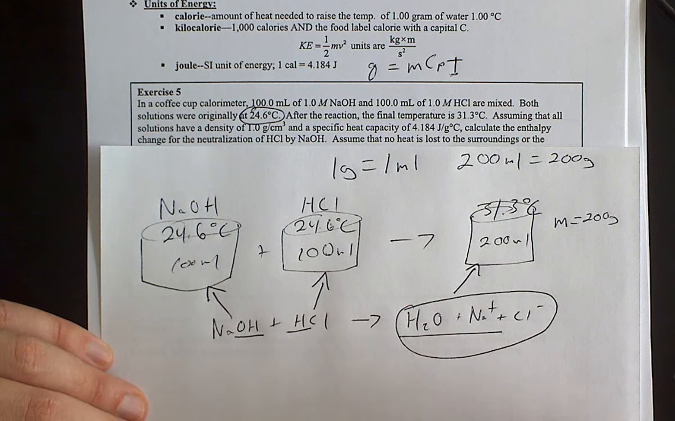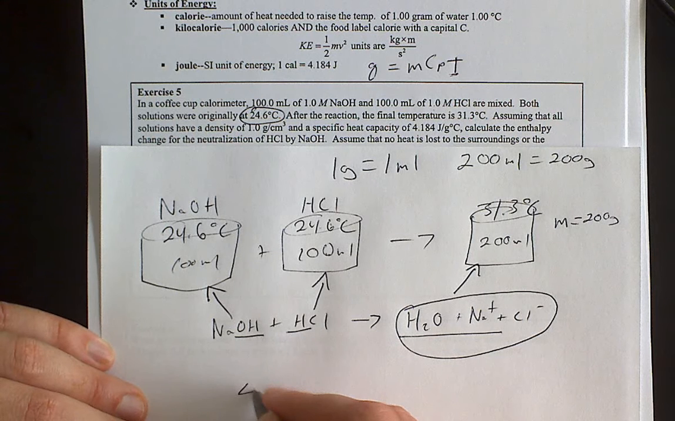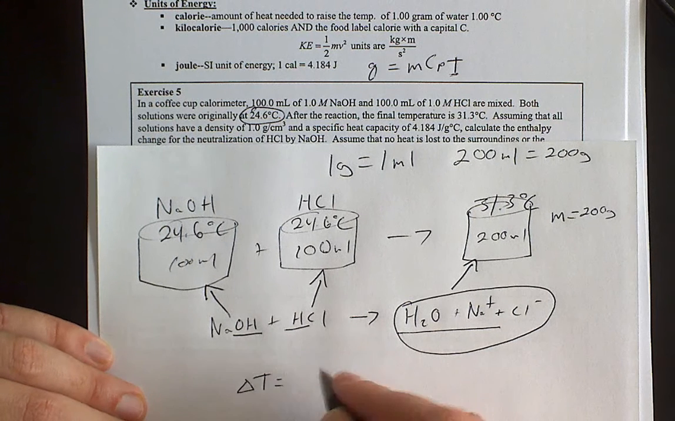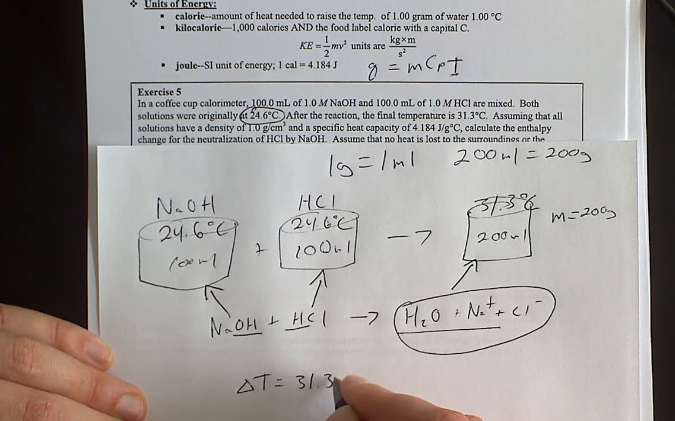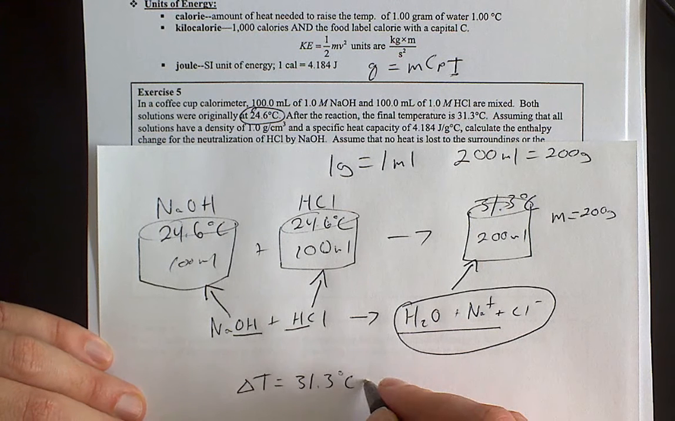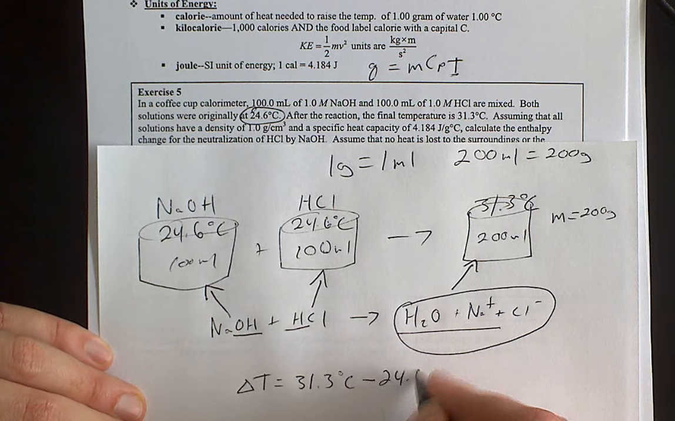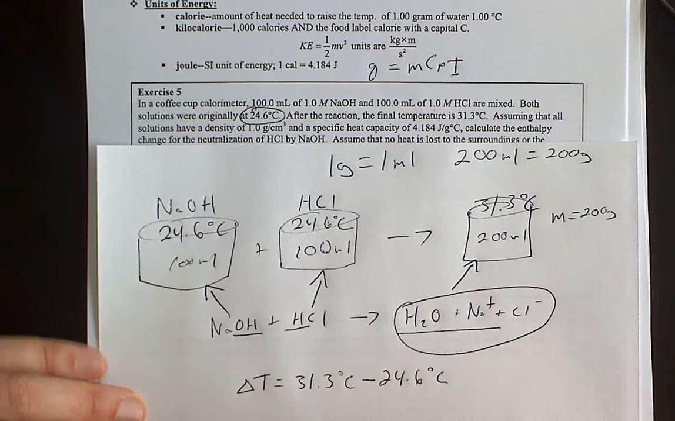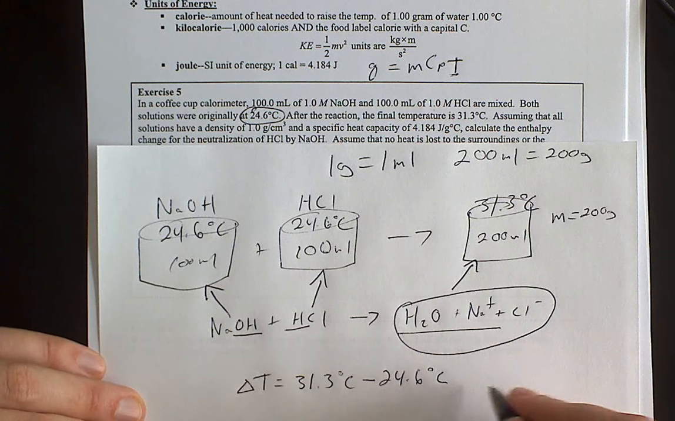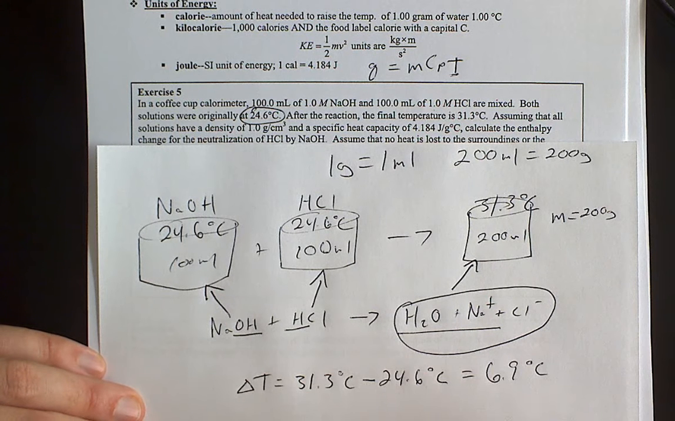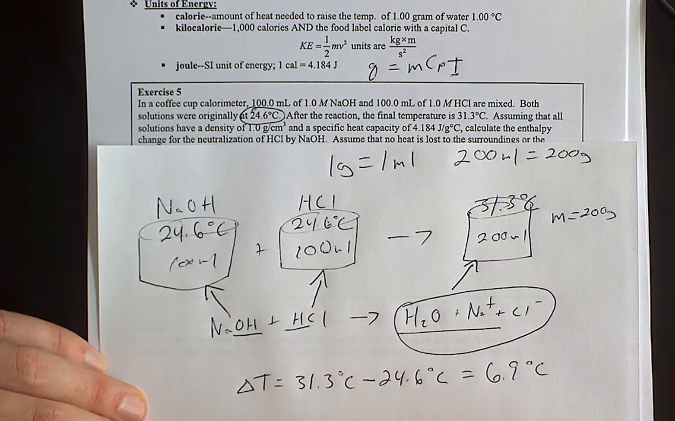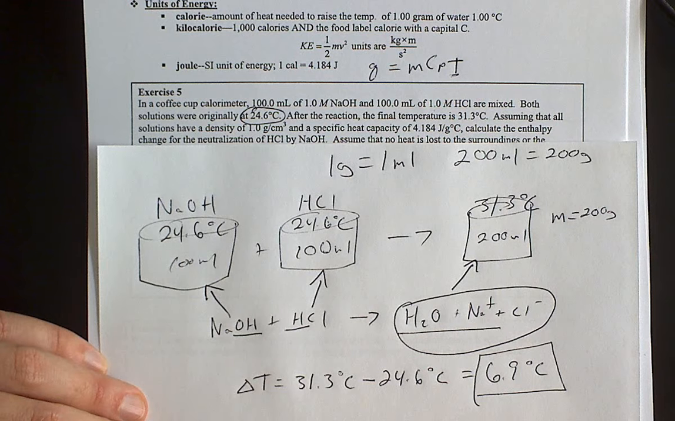Okay, so we see a change. From that, we can calculate our change in temperature. Okay, so final, 31.3 degrees Celsius minus the initial of 24.6 degrees Celsius, leaving us with a change in temperature of 6.90 degrees Celsius. Now, the nice thing about this is we don't have to put this in Kelvin. Yay! All right, because that is PV equals nRT. We're not using that. We can do this in Celsius.